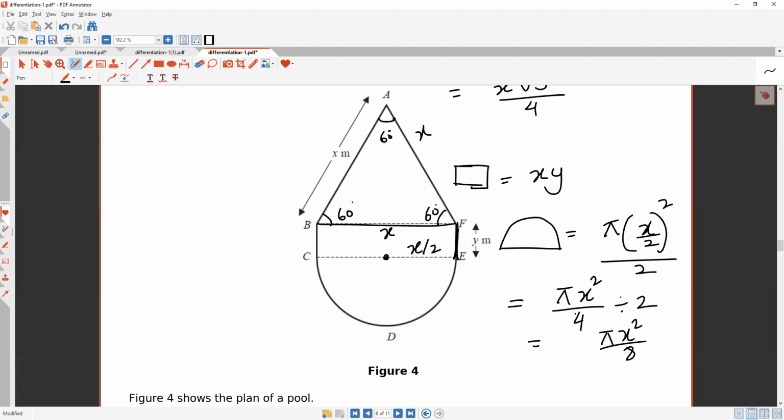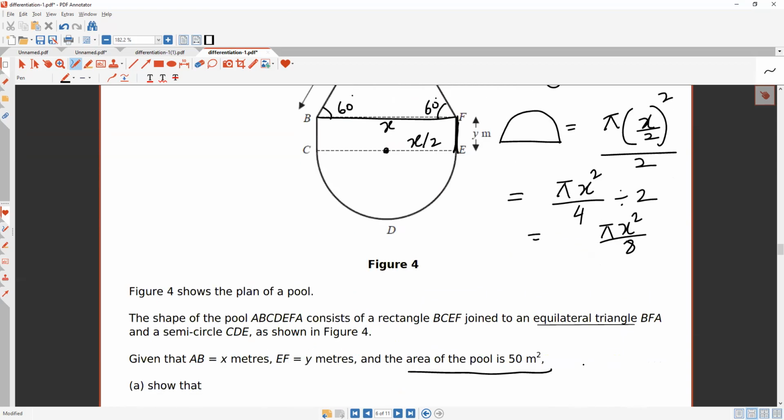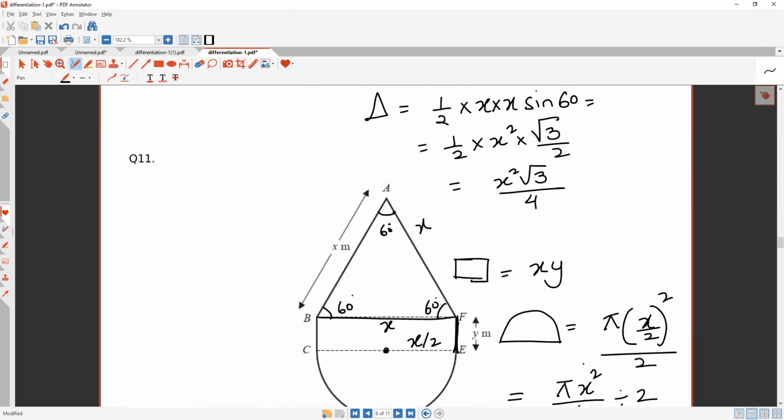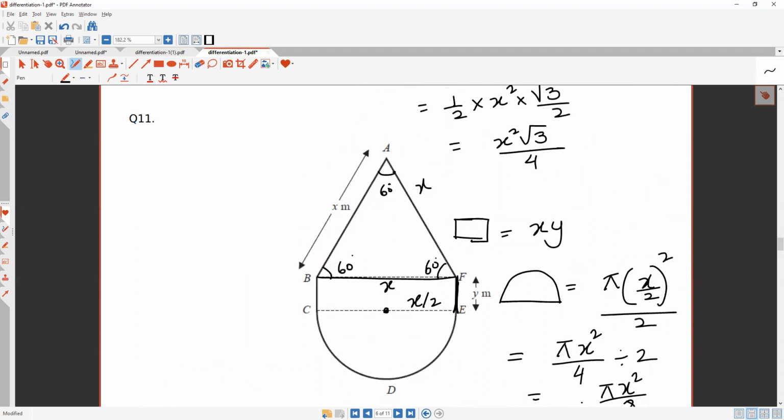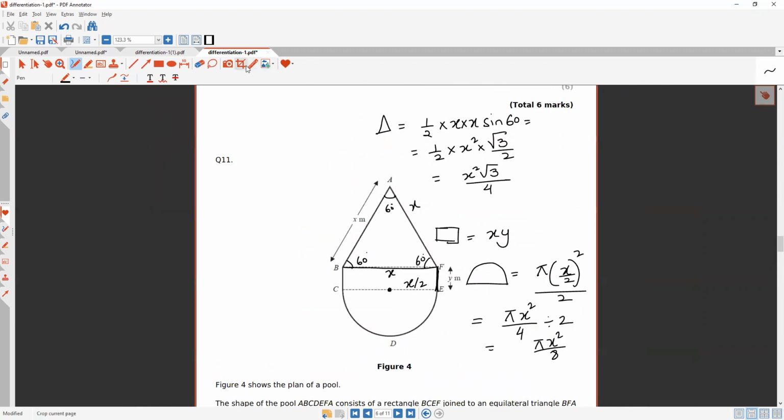Okay. Now add all of them. Add all of them and you have to make y the subject of the formula. Okay, so what is my area? 50, right? Let me do this in another page, in a bigger page.